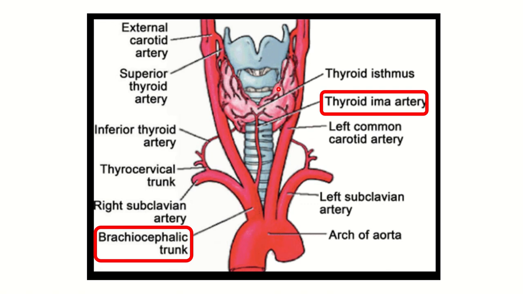So the thyroid gland receives blood supply from the superior thyroid artery, the inferior thyroid artery, and the thyroidea ima artery. The superior thyroid artery arises from the external carotid artery, which is its first branch, because the external carotid artery has a total of 8 branches, and the first branch is the superior thyroid artery. The inferior thyroid artery arises from the thyrocervical trunk, and this thyrocervical trunk arises from the subclavian artery. And the thyroidea ima artery arises from the brachiocephalic trunk.